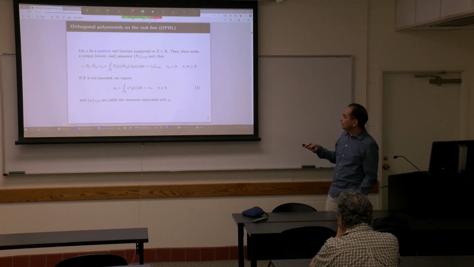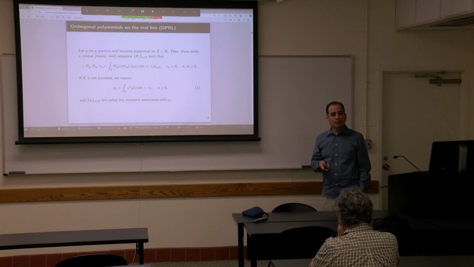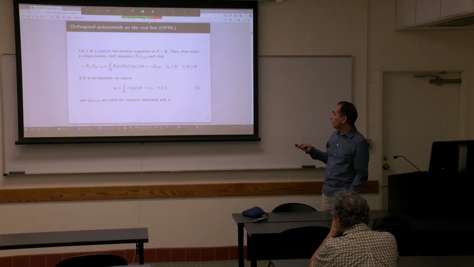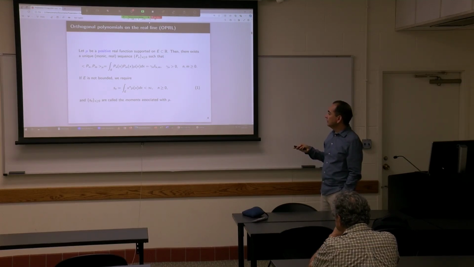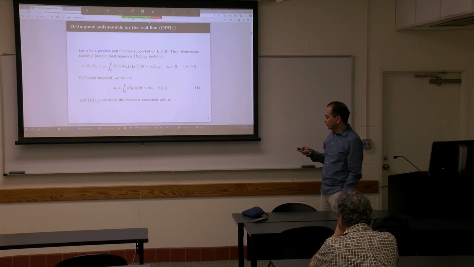There are some conditions. For instance, if the support is not bounded, then we require that all the moments exist. This is normally achieved by imposing that the measure has some exponential decay, for instance. This is one of the ways that we can consider this. These are called the moments of the measure or the moments of the function.